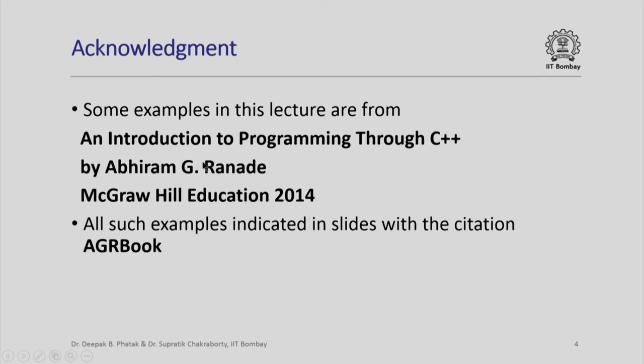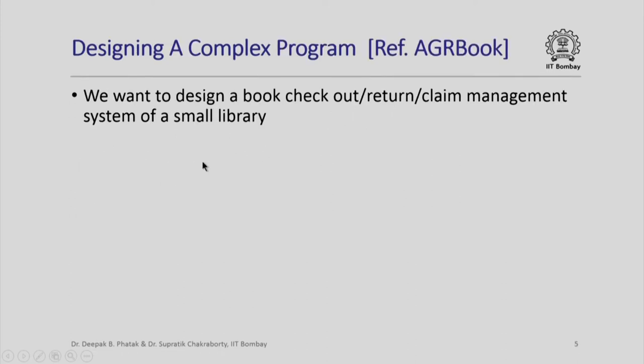Some examples in this lecture are from the book An Introduction to Programming through C++ by Abhiram G. Ranade, published by McGraw-Hill Education in 2014. All such examples are going to be indicated in the slides with the citation AGR. Now, this particular example that we are going to discuss now is motivated by the AGR book.